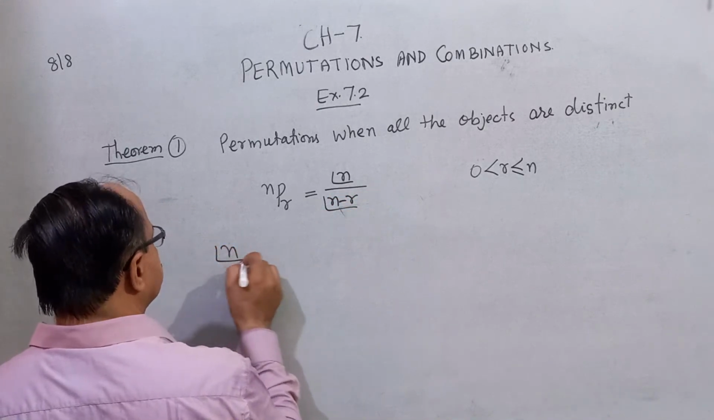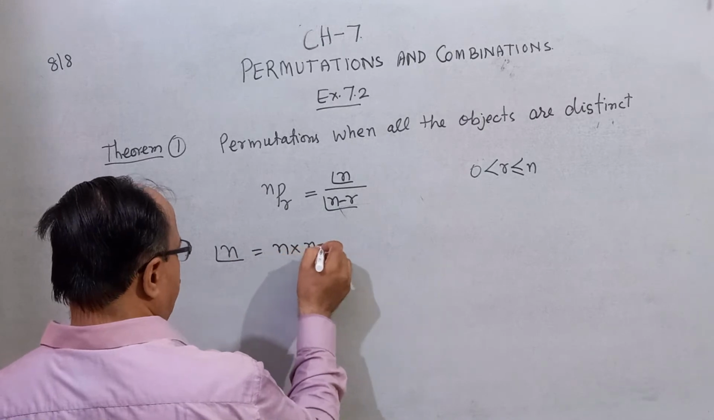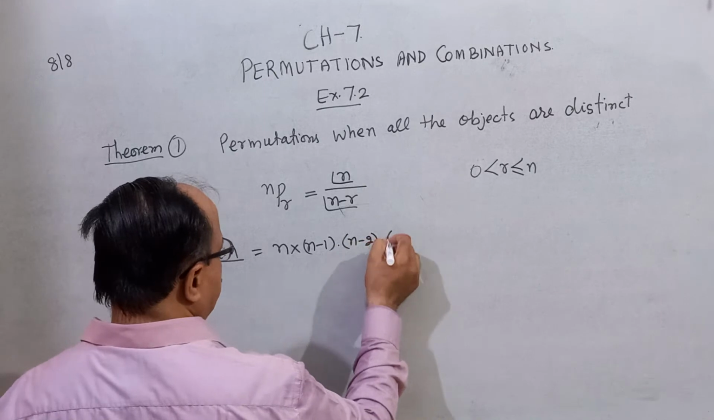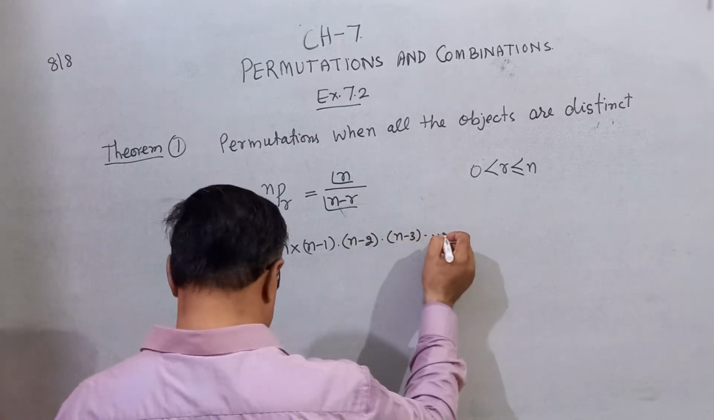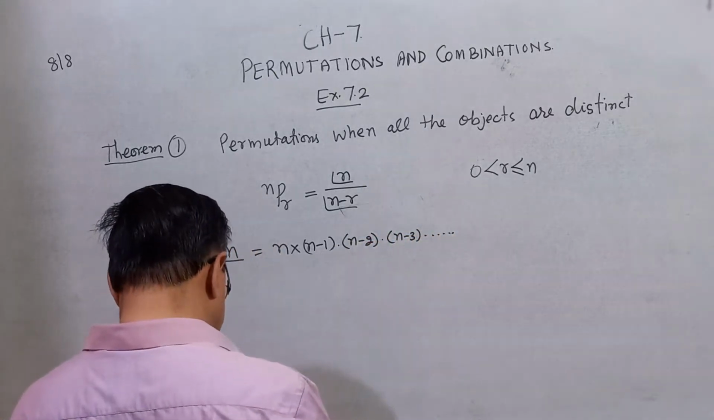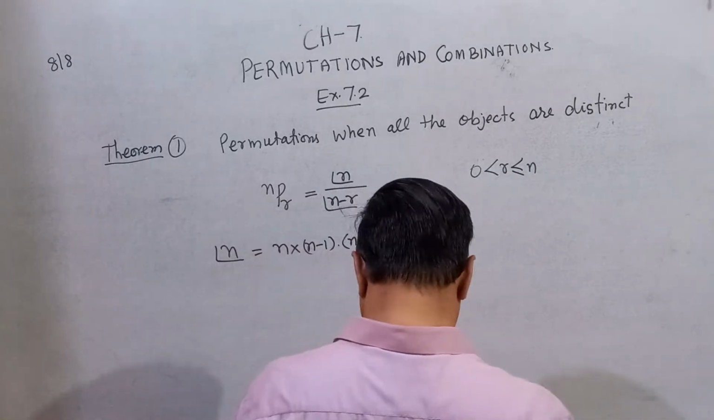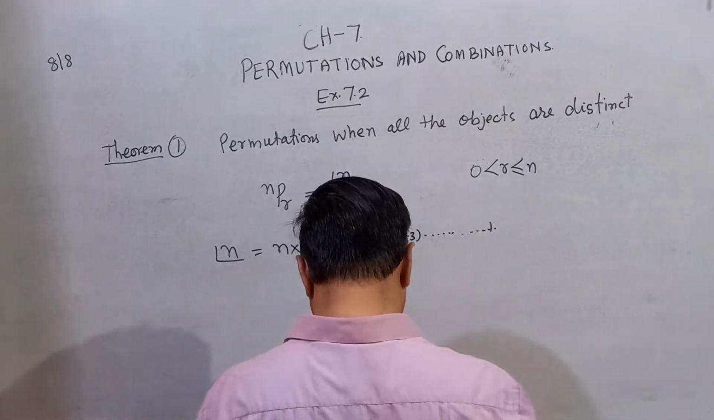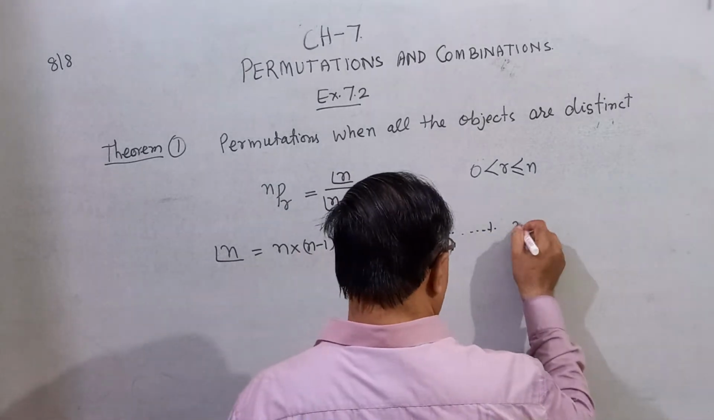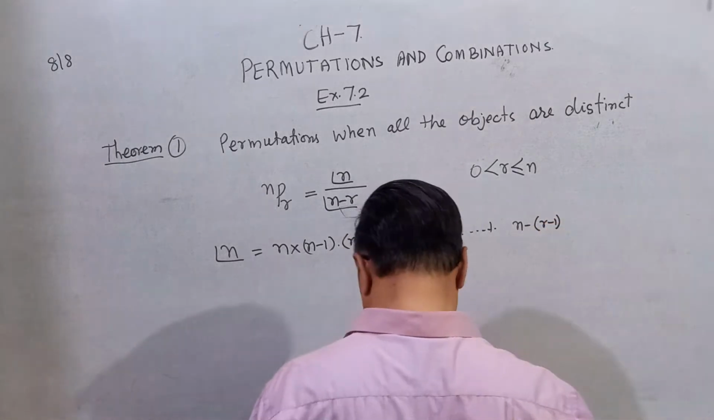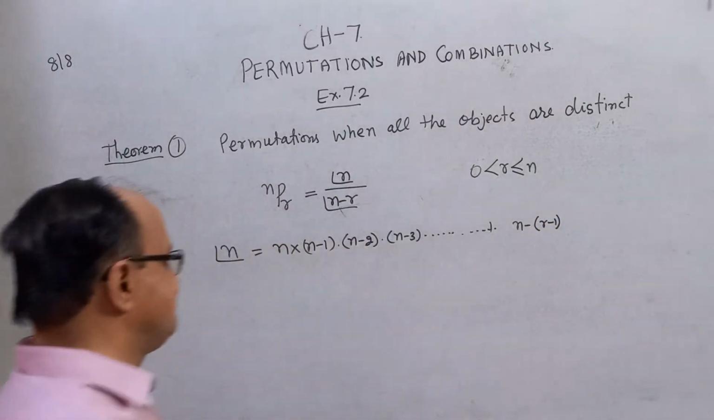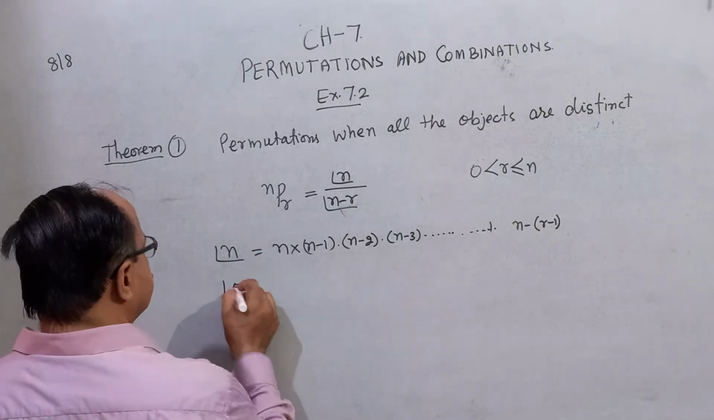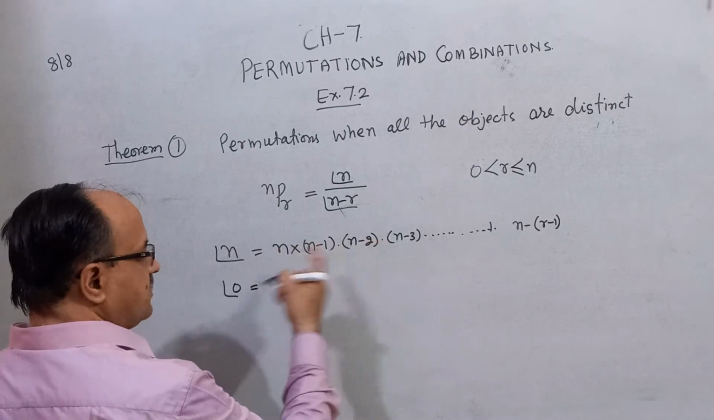Factorial means n into n minus 1 into n minus 2 into n minus 3, and so on, and the last term of this is n minus r plus 1, correct? This is the factorial notation, for natural number n.